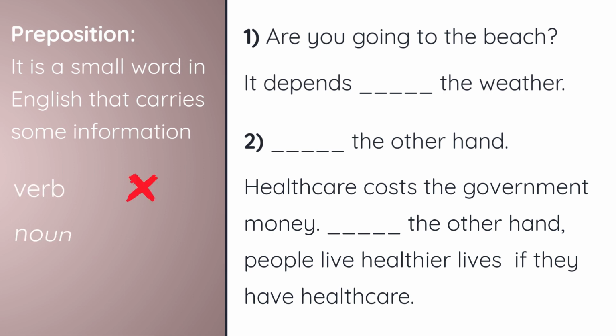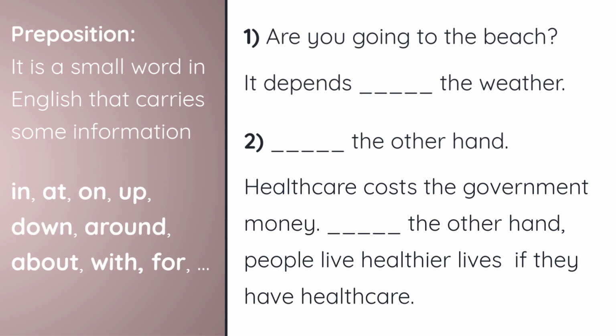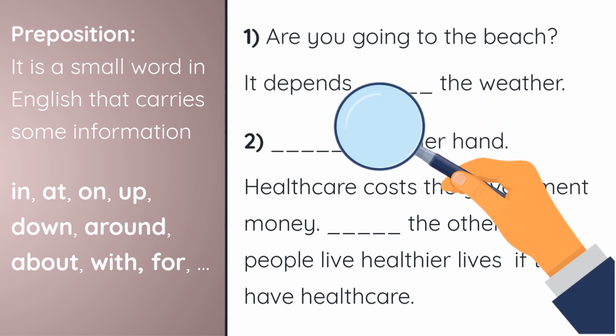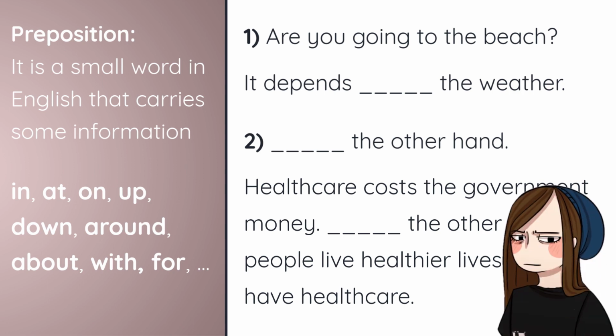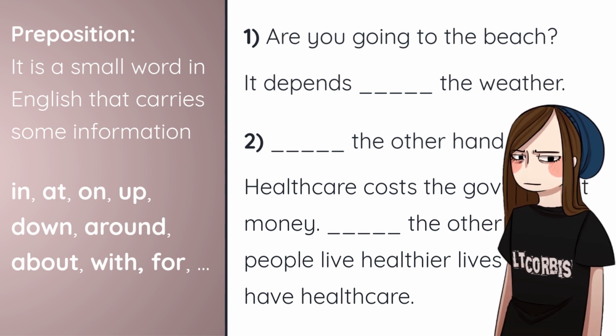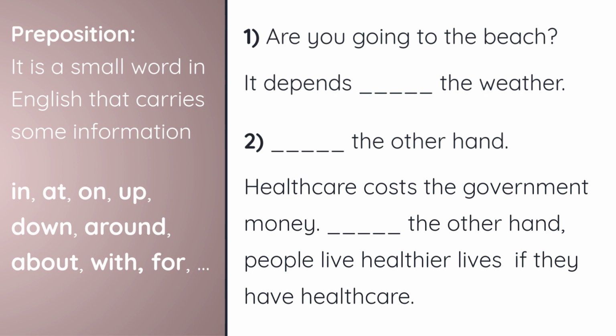It's not a verb. It's not a noun. It's not an adjective. A preposition is a word like in, at, on, up, down, around, about, with, for. Okay? So there are many of them. And just those little words can actually change the meaning of a sentence entirely. Now, today we are going to look at certain verbs that have prepositions in them, and which ones students often make mistakes with. So let's get started.